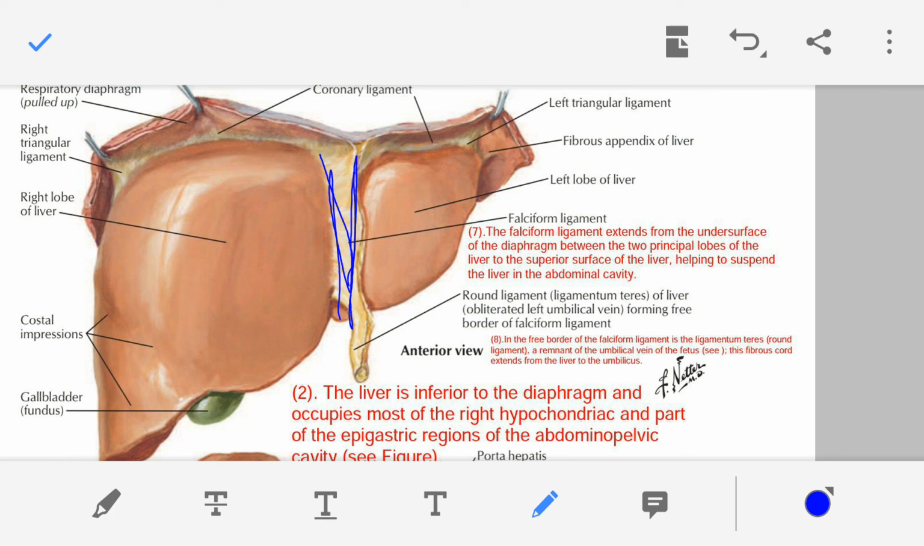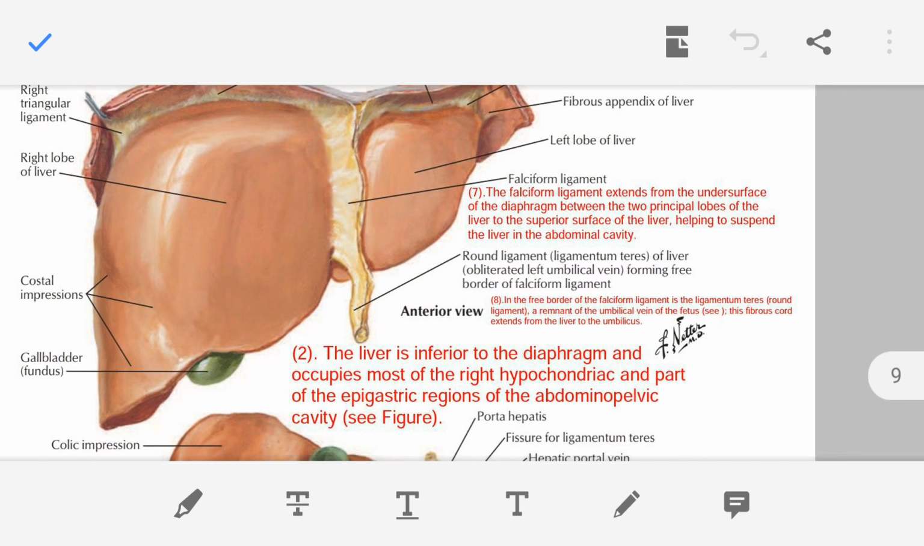So this falciform ligament is, we can say, somewhat holding the liver, and at the same time it is also connecting the liver with the diaphragm. So this is the falciform ligament.